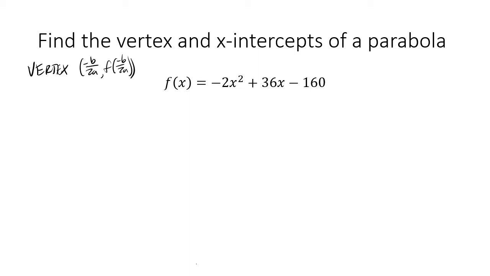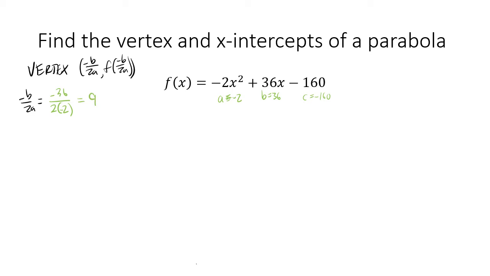So I can say that negative b over 2a is equal to, literally, b is equal to 36, a is equal to -2, and c is equal to -160. I know we don't need that, but whatever. Okay, so negative b means -36 divided by 2 times a, which is -2. So what is -36 divided by -2? 9. So 9 is the x-coordinate of the vertex.